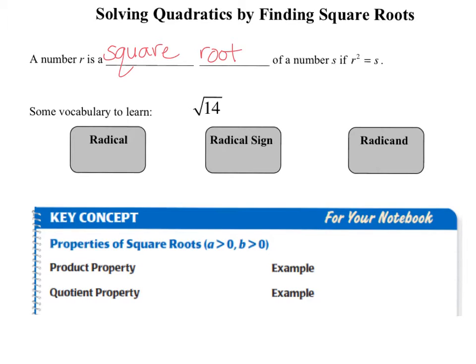Some vocabulary to learn. If we have the square root of 14, it's called a radical. The radical sign is this symbol, and the radicand is the number that sits under the radical sign.